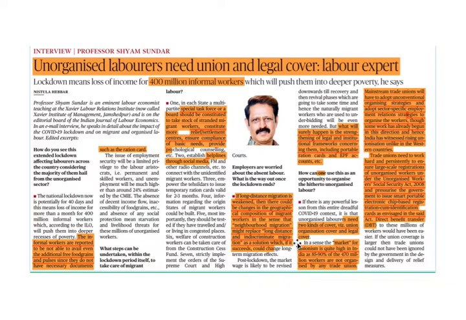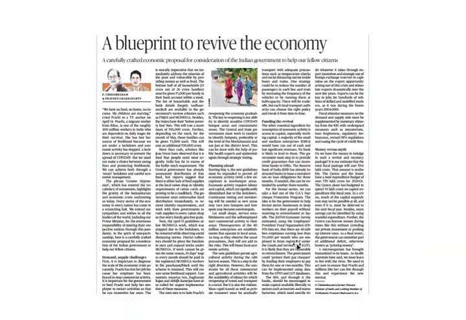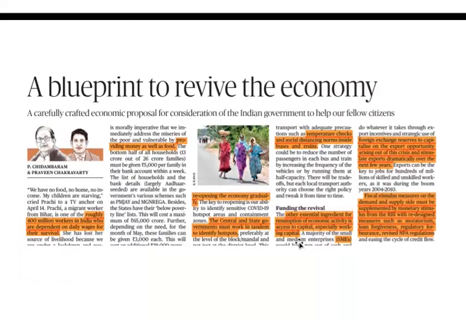Now, let's move to the next news. This is a very important editorial, a blueprint to revive the economy, written by Chidambaram, the ex-finance minister. You can find some important solutions given by Chidambaram on how to revive the struggling Indian economy under COVID. For example, Chidambaram says that around 400 million workers in India who are dependent on daily wages for their survival are under threat. We also already discussed this point.